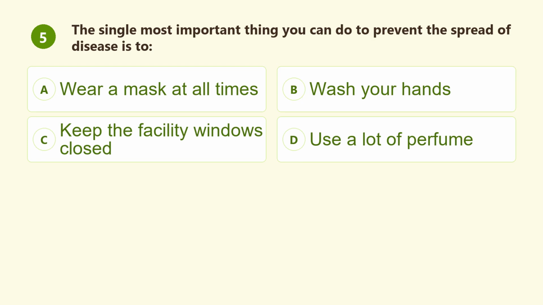Question 5. The single most important thing you can do to prevent the spread of disease is to Option A, wear a mask at all times. Option B, wash your hands. Option C, keep the facility windows closed. Option D, use a lot of perfume.